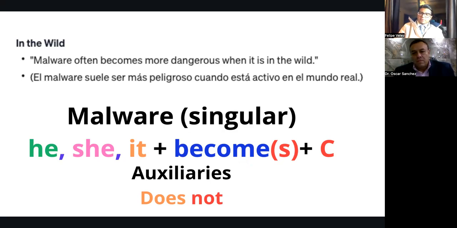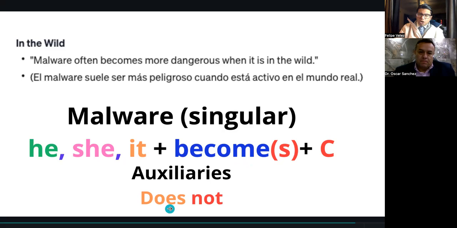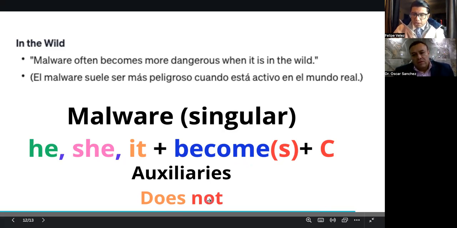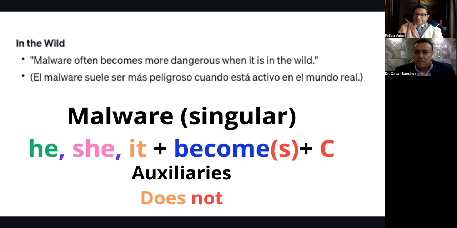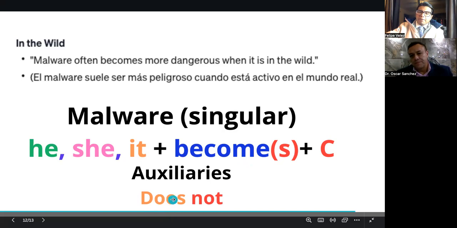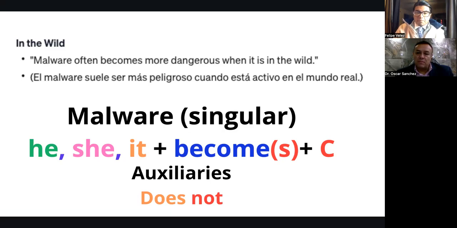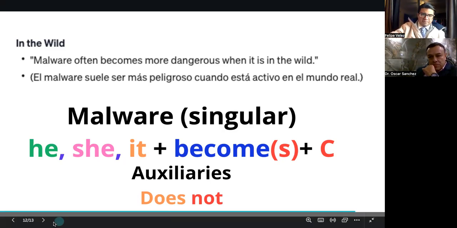Again, pronunciation, becomes. And in this case, to say they don't, we use does not. Again, pronunciation, does not, or doesn't. So if we want to deny this sentence, we say malware doesn't often become more dangerous. We don't include the S because we already have it in does and not. Malware doesn't often become more dangerous when it is in the wild. Simple. Very simple. Excellent. Very good. Next.